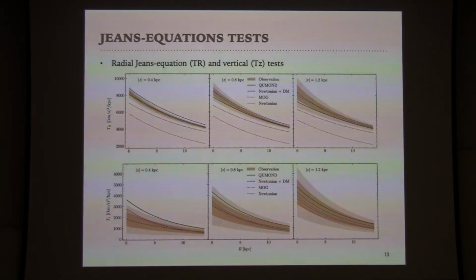The key task of this research is the Jeans equations test, namely the TR and TZ test, to examine how well the gravitational models agree with the data outside the galactic plane.